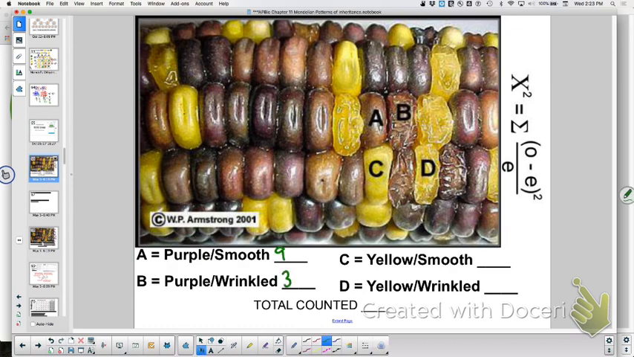3/16. This would be 9/16, 3/16. How about yellow smooth? 3/16. How about yellow and wrinkled? 1/16. So I could predict, if I could count all of these up, I did, there's 70. I could predict how many I think are purple and smooth. What would I have to do? 9 divided by 16 times 70. Are you good with that? Okay, I did that.